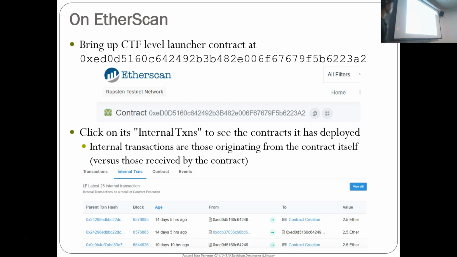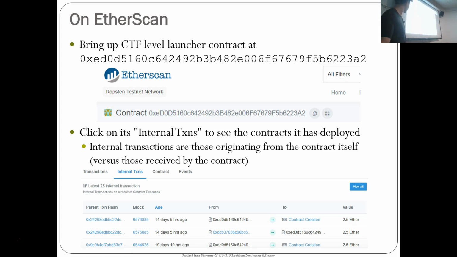Okay, so on Etherscan, you can click to find the rainy day CTF level launcher. So you copy and paste this into there. This is the output of Etherscan for this contract. And if you go into internal transactions for this contract, you can see that all it is doing is creating a bunch of contracts. This is from not too long ago, and you can see all the different contracts that have been created. It seems like there were 5 days in between people instantiating a contract.